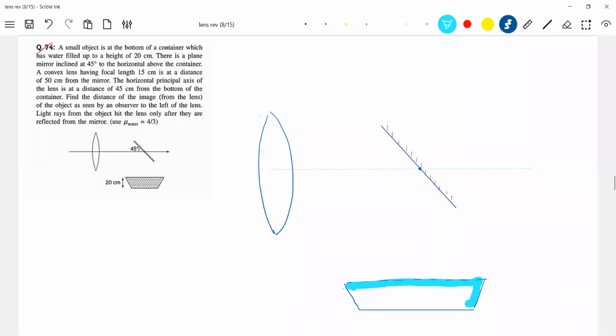Just simple ideas: apparent depth, and the image formed by the mirror, how it will be. The problem revolves around three ideas: apparent depth, object distance equal to image distance, and then again the lens equation for the lens. All three have to be applied here. First we are looking at the bottom. At the bottom I kept some flower.